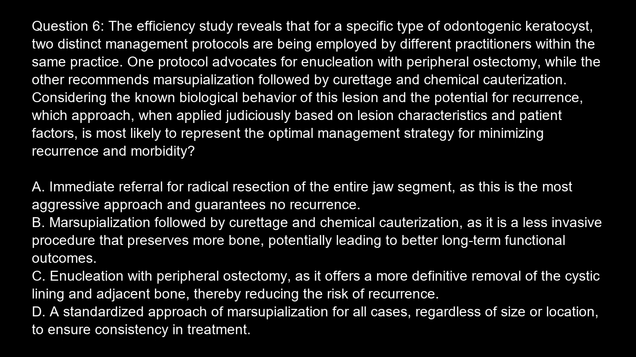Option A. Immediate referral for radical resection of the entire jaw segment, as this is the most aggressive approach and guarantees no recurrence. Option B. Marsupialization followed by curettage and chemical cauterization, as it is a less invasive procedure that preserves more bone, potentially leading to better long-term functional outcomes. Option C. Enucleation with peripheral ostectomy, as it offers a more definitive removal of the cystic lining and adjacent bone, thereby reducing the risk of recurrence. Option D. A standardized approach of marsupialization for all cases, regardless of size or location, to ensure consistency in treatment.